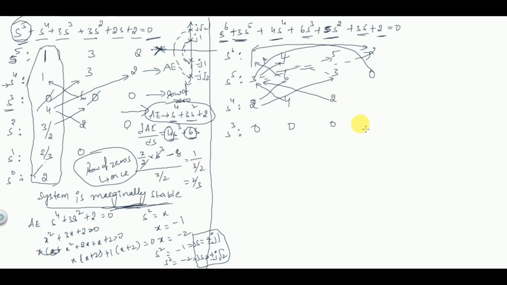So now a row of zeros occurred here. So consider the auxiliary equation here. The auxiliary equation is considered here. So what is the auxiliary equation?